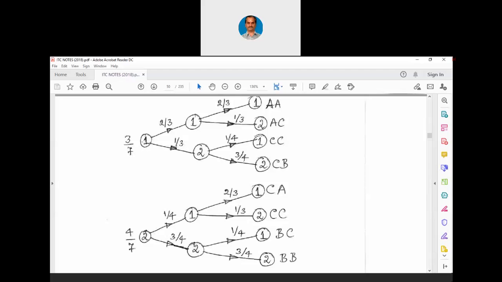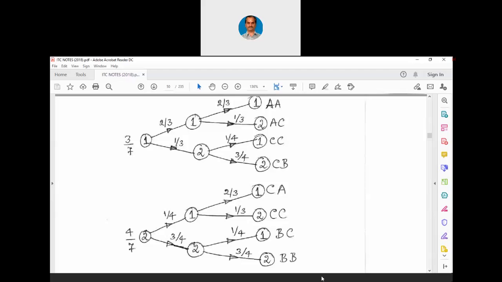Now again from state 1 to state 2, when it is emitting C, from state 2, again it is emitting C and it is emitting B. That way it is CC and CB. Then it is coming back to state 1 and state 2 respectively. Now from state 2, with the probability 4 by 7, it is emitting C, it is emitting B. And after emitting C, it is coming to state 1. And then it is emitting A or it is emitting C. That way we have CA and CC. Now, when it has emitted B, again from B, it is emitting C or it is emitting B. Based on that, we have BC and BB.